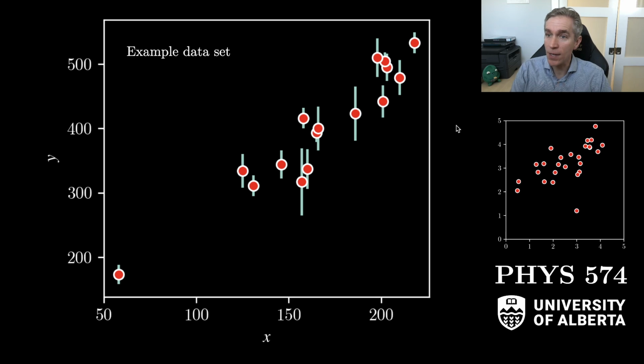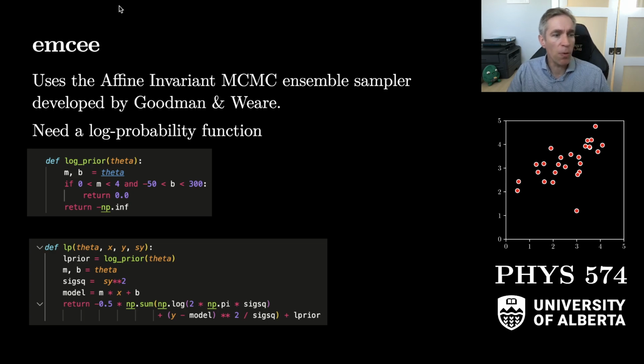And we want to talk about how to actually implement this model in the case of this linear regression problem. Well, first we're going to import this package called emcee. You can pip install it. The emcee package uses what's called an affine invariant MCMC ensemble sampler. It's developed by the statisticians Goodman and Weare.